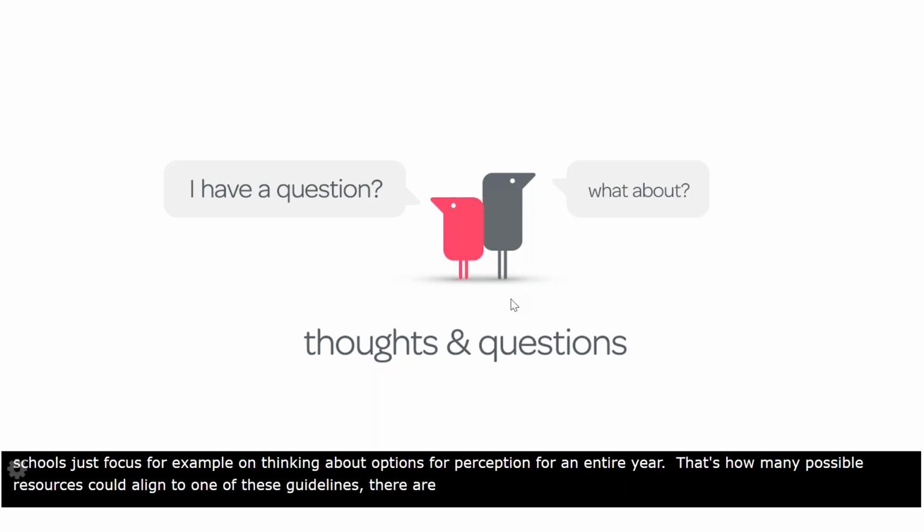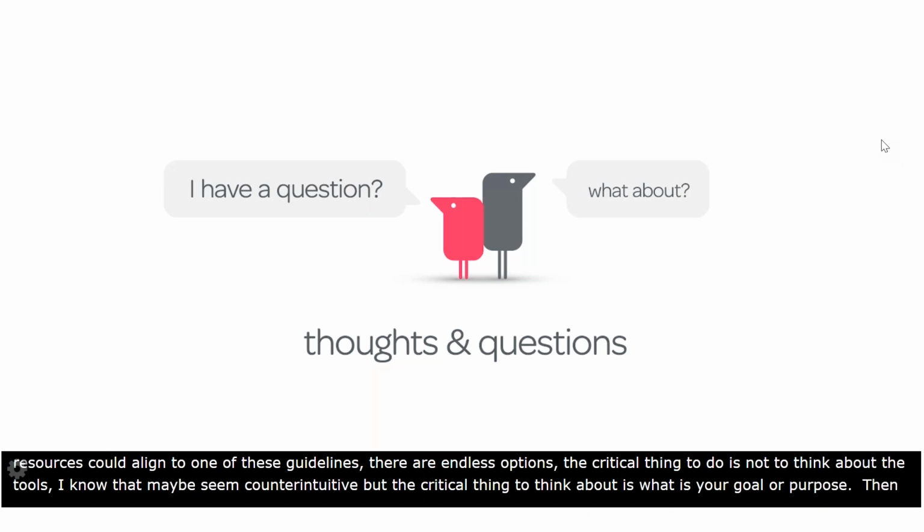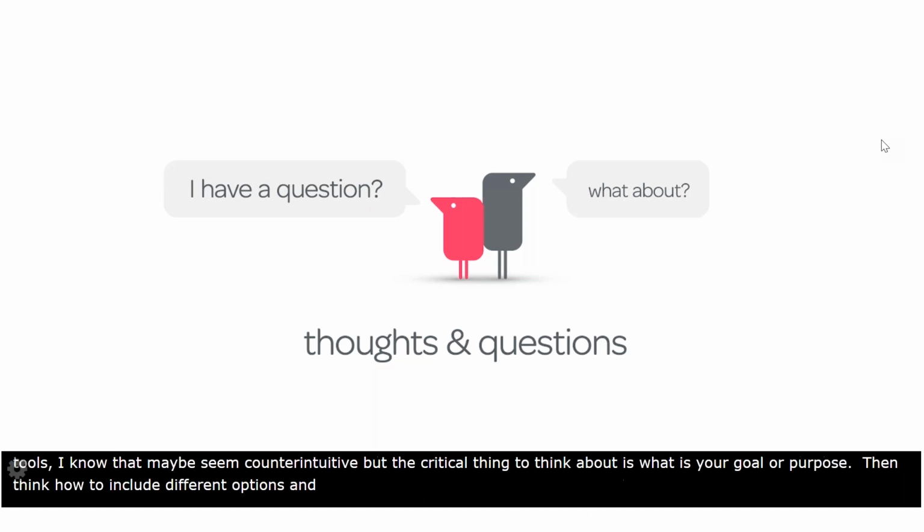The critical thing to do is not to think about the tools. I know that may seem counterintuitive, but the critical thing to think about is, what is your goal or purpose? When you know the goal, then you're able to think about how to include different options or different technologies in intentional ways. So just asking for a tool, I can't just give you that because I don't know your goal. I don't know your purpose.